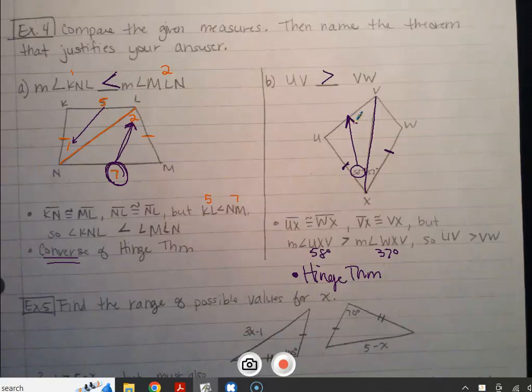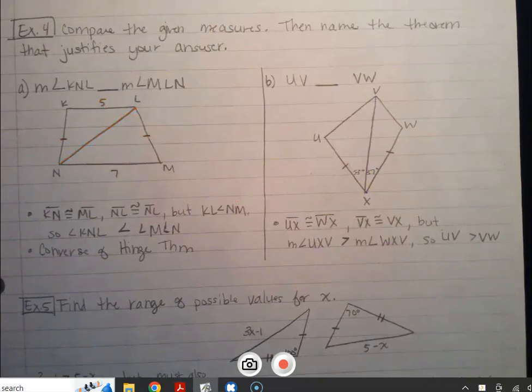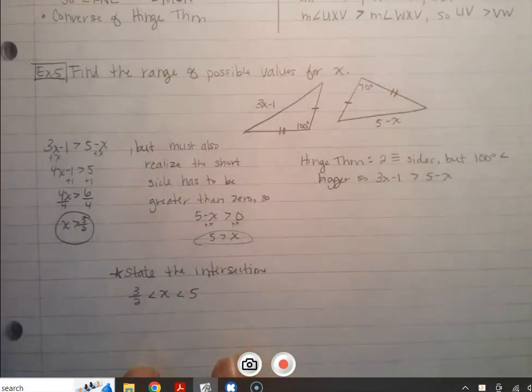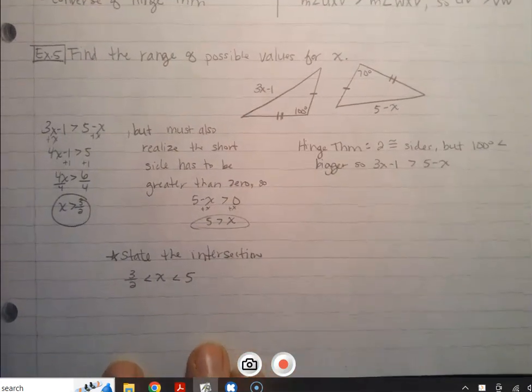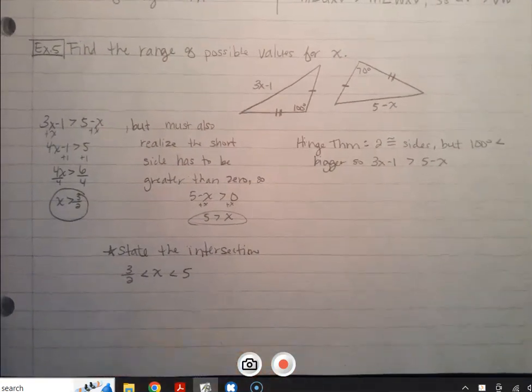All right. Questions so far? Do we need another example? Good? Okay. Then let's look at the last one. We want to find the possible ranges for x. All right, so I've got it kind of worked out there so we can see. It says find the range of possible values for x.